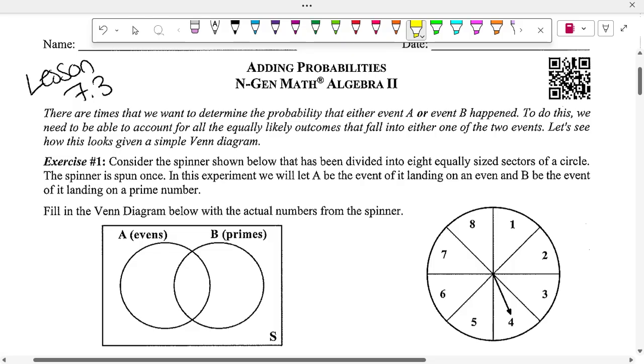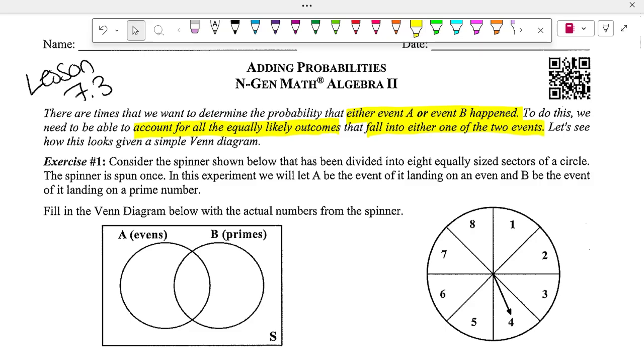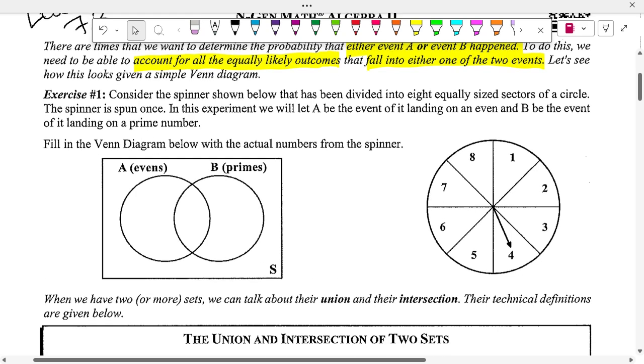All right, there are times when I determine the probability of either event A or event B happening. To do this, we have to account for all the equally likely outcomes that fall into either one of the two events. And again, probably the easiest way to do ORs, if you can, is the Venn diagram. Okay, so let's look at exercise 1.